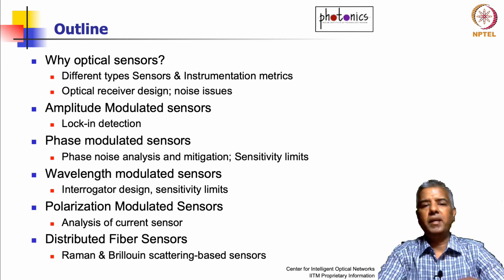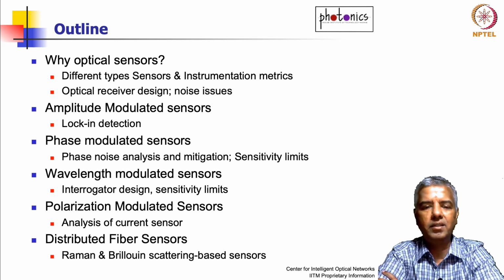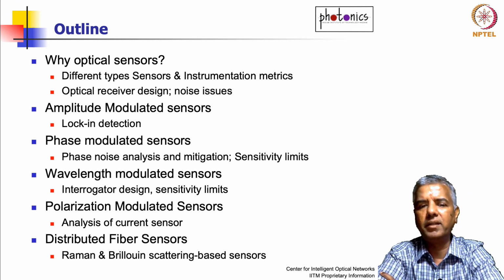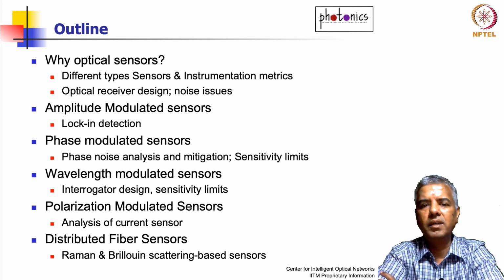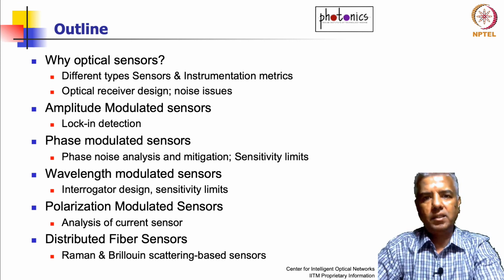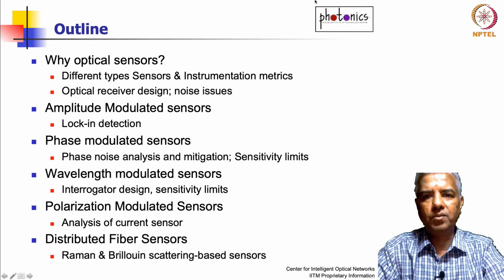And then finally, we will look at distributed fiber sensors. Like I said, these are very unique types of sensors because they are able to do something which almost no other sensor out there is able to do, which is get information over fairly long distances with very high precision. Okay, so that is actually the outline. So then let's move into the specifics of the course.